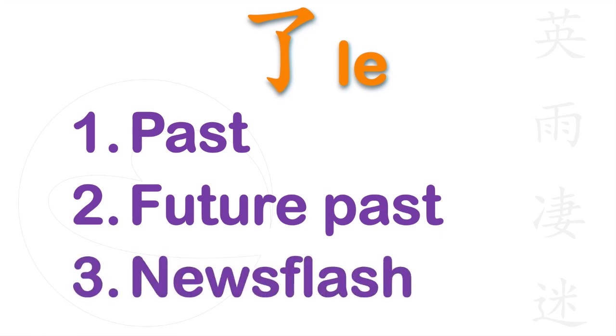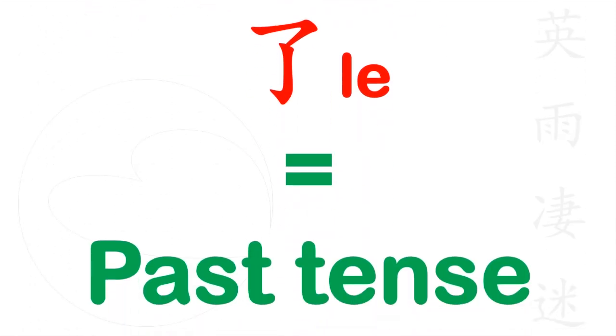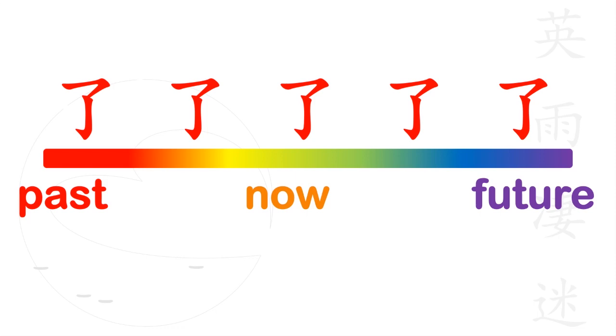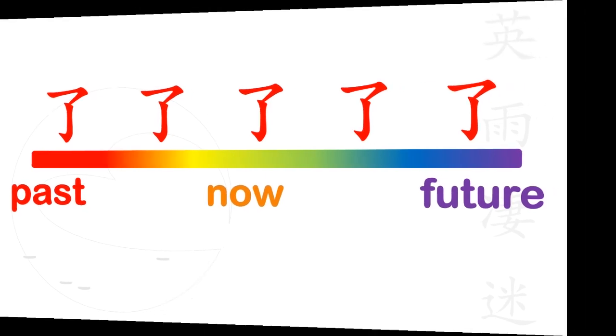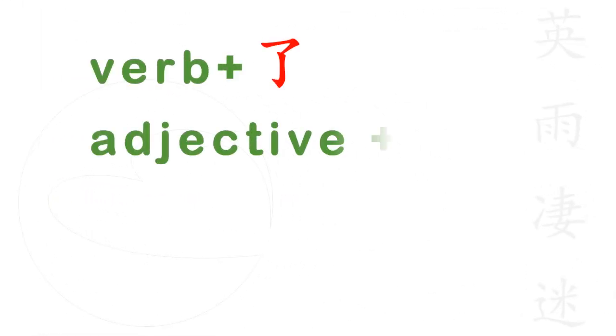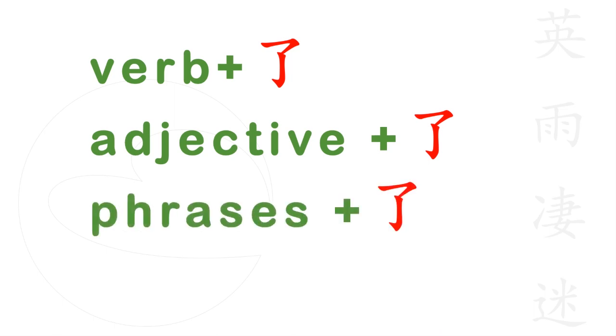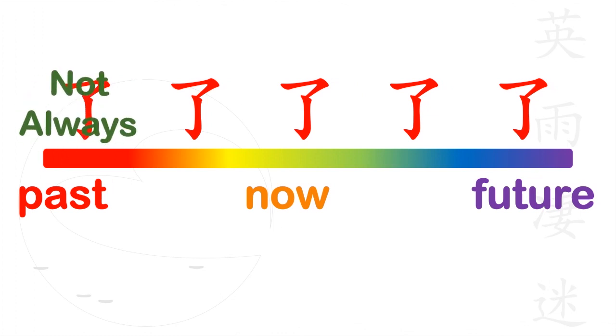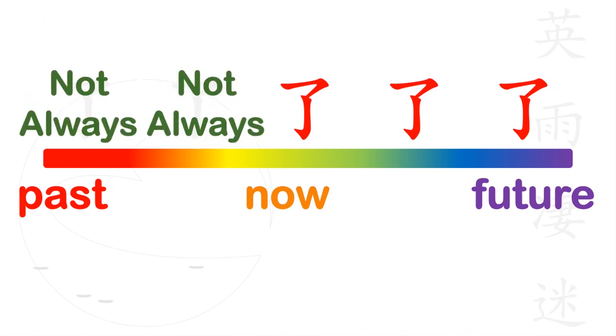Le is often considered just a marker of past tense. This is quite a misunderstanding for three reasons. 1. Le can be associated with events that happen at any point of time, past, present, and future. 2. Le can tag action words, description words, phrases, and sentences, not just verbs. 3. Le is not always used when talking about events in the past. This speaks to the fact that Chinese does not have tenses.